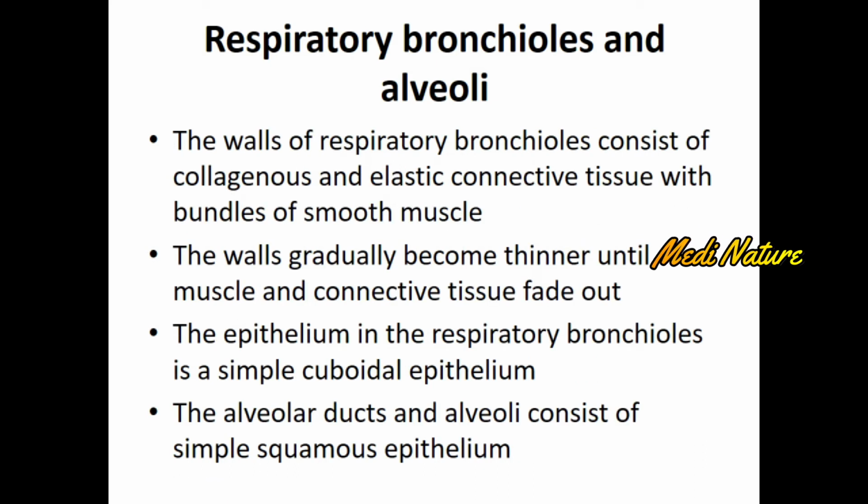The walls of respiratory bronchioles consist of collagenous and elastic connective tissue with bundles of smooth muscle. But the walls gradually become thinner until muscles and connective tissues fade out. The epithelium in the respiratory bronchioles is a simple cuboidal epithelium. The alveolar ducts and alveoli consist of simple squamous epithelium. So you can see that as they go down, the thickness of the wall becomes very thin. That is in order to facilitate gas exchange between the lungs and the blood vessels.